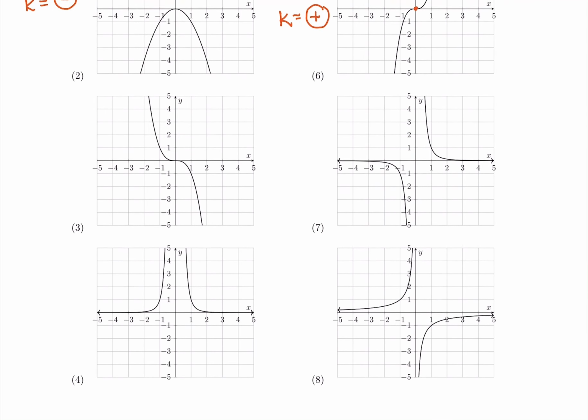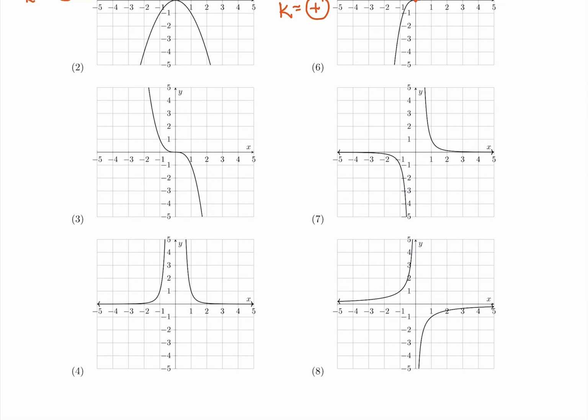Looking at some more graphs following these rules, we're going to first figure out what's happening with the power. So I'm going to look over at graph number 3. The power must be odd because we have opposite end behavior. We have up and then down. It's odd. And is it positive or negative? Well, you can plug in 0 to it and you get 0, so it must be a positive power.